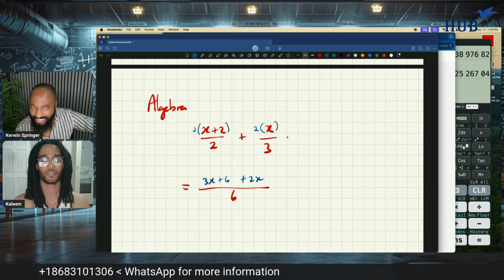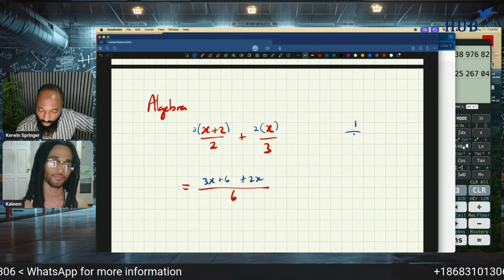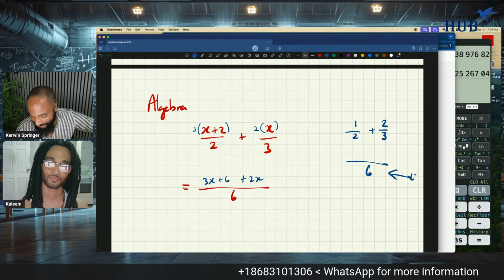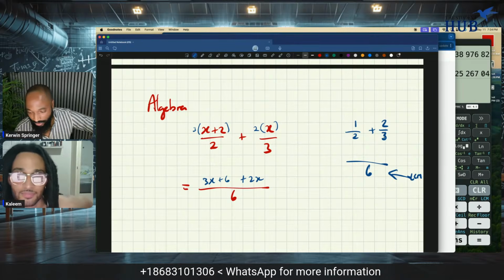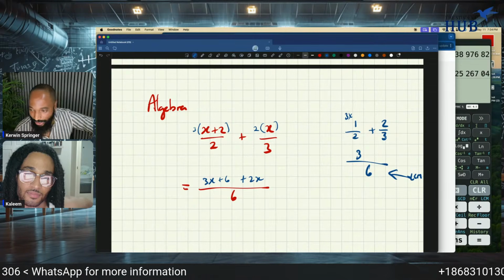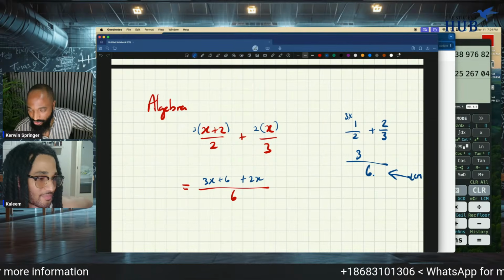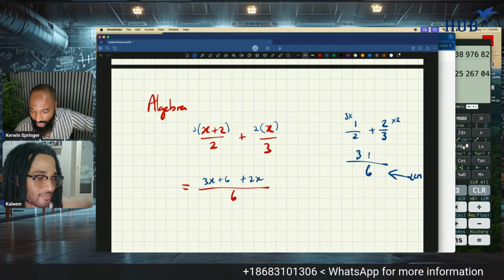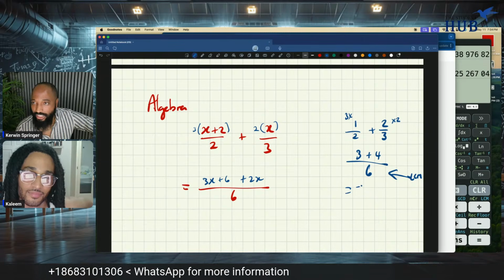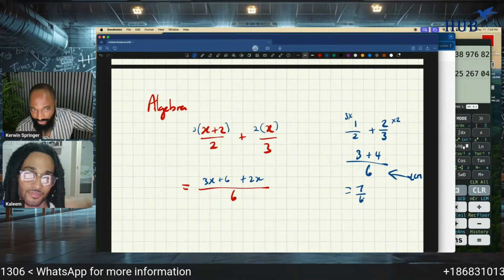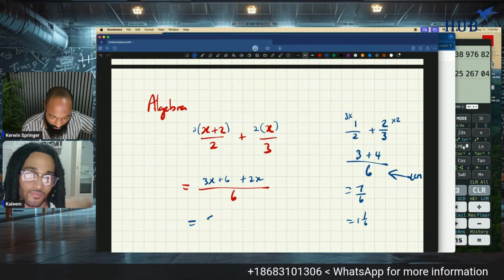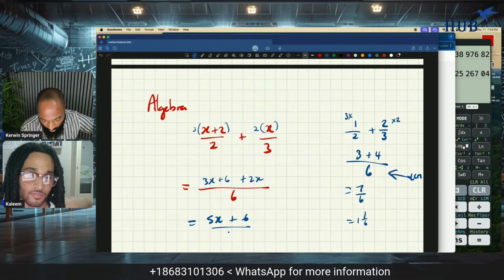Right. So this technique is done a lot. Like if I have 1 over 2 plus 2 over 3, from primary school we learn to find this is called your LCM or your LCD, lowest common denominator, and it'll be 6. 3 into 6, 2, and 2 into 6, 3, and you multiply this by 3, and you get 4. Get it? So then this is 7 over 6. And then you can change this to 1 and 1 over 6. Now this is 5x plus 6 over 6.